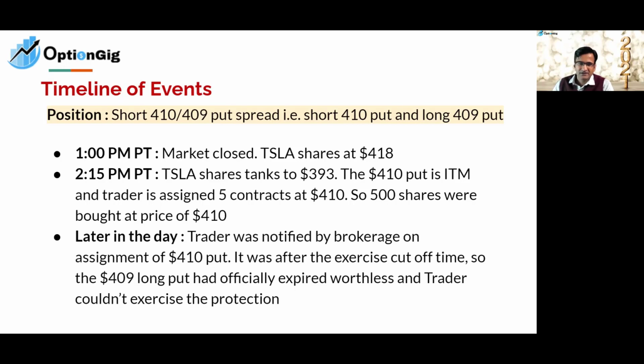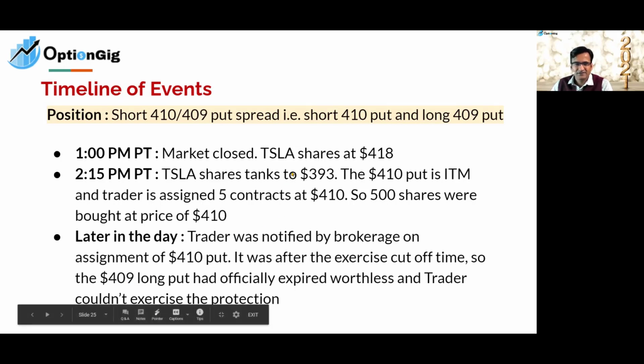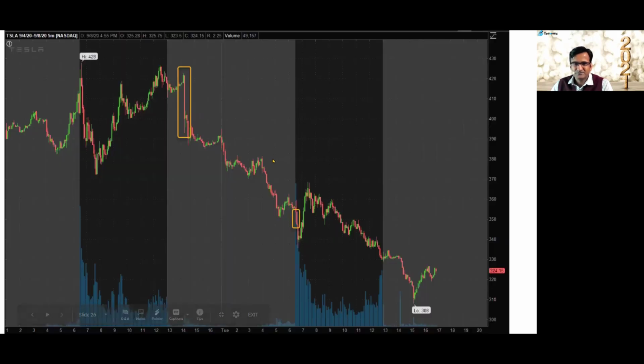But now, the exercise time, 2:30 p.m., was passed. He didn't exercise and the protection was not used. So on the next trading day, when the stock opened, it opened at close to 350. Tesla stock opened at 350.